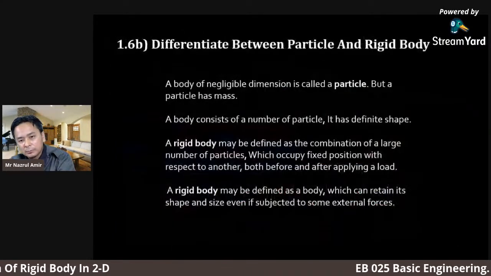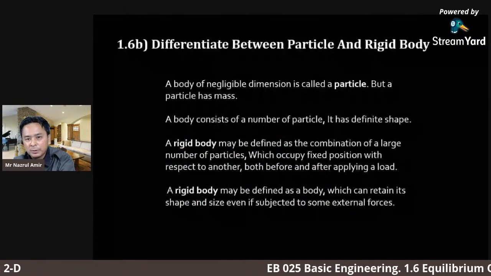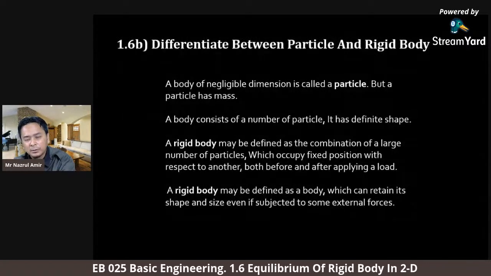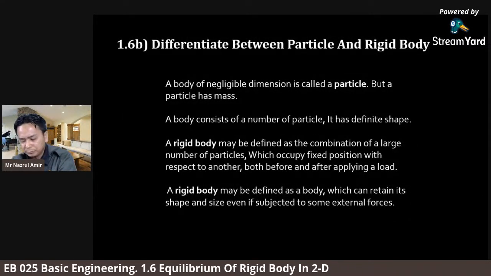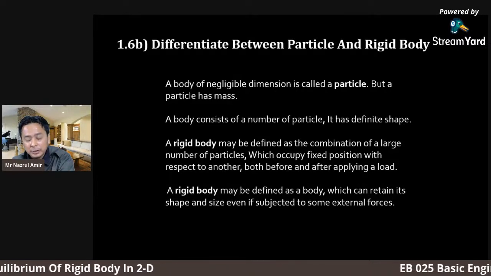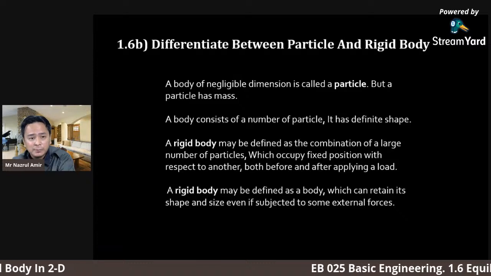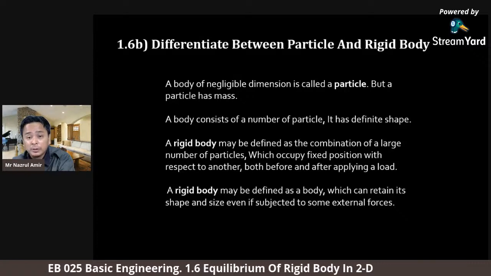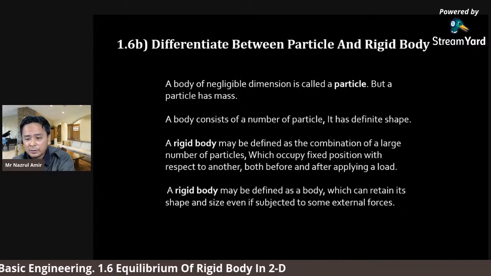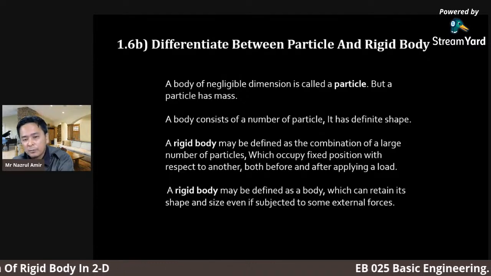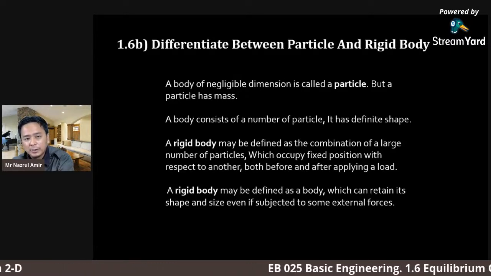The next outcome is to differentiate between particle and rigid body. Since you have learned the equilibrium of particle in the previous subtopic, there is a relation between particle and rigid body actually. A body of negligible dimension is called a particle. So a particle has no dimension and shape. It is known as a dot, just a dot on the force system. But actually, a particle has mass.